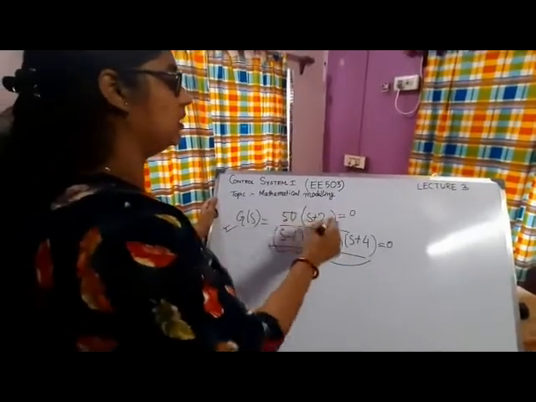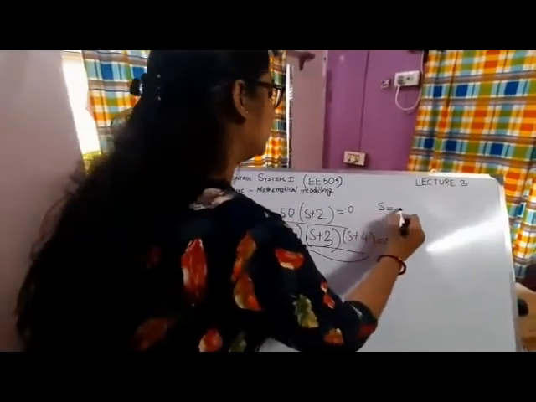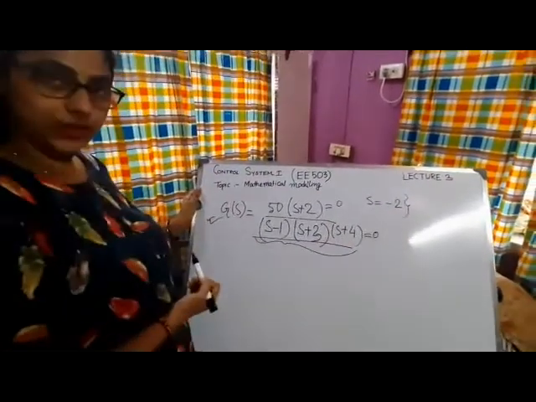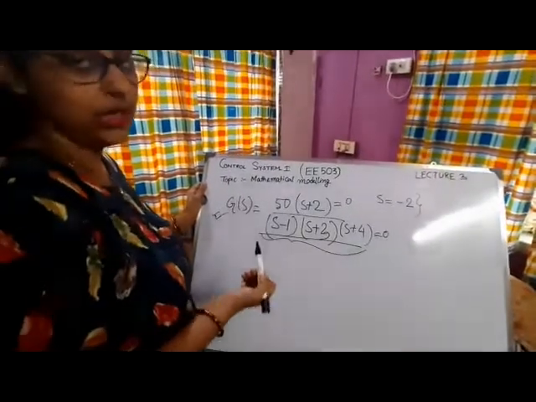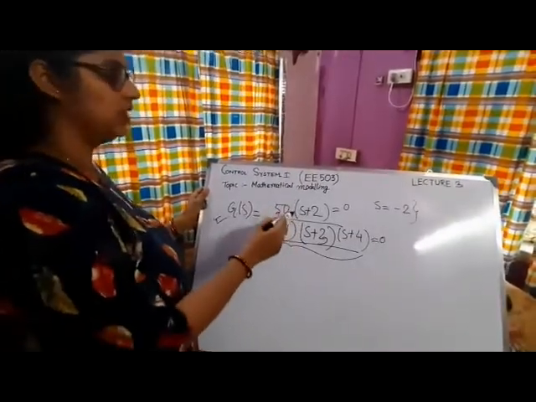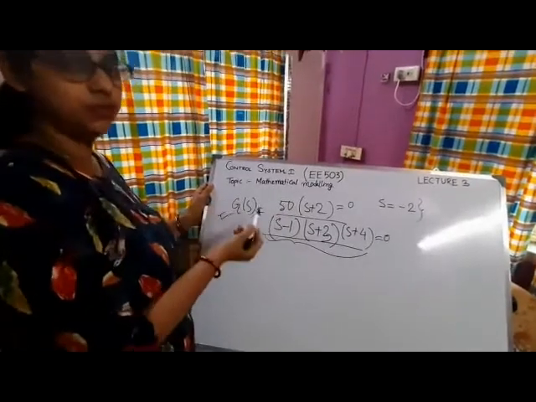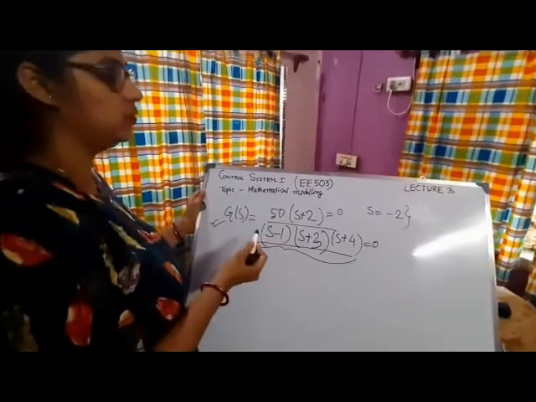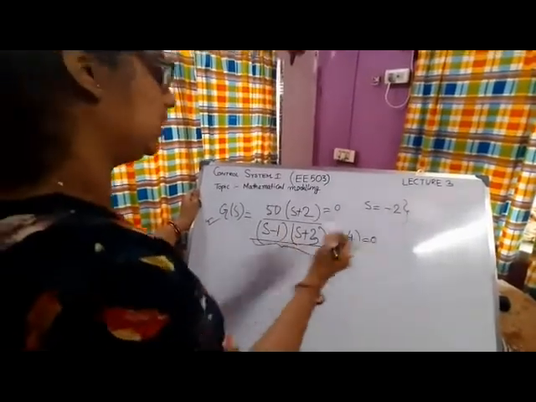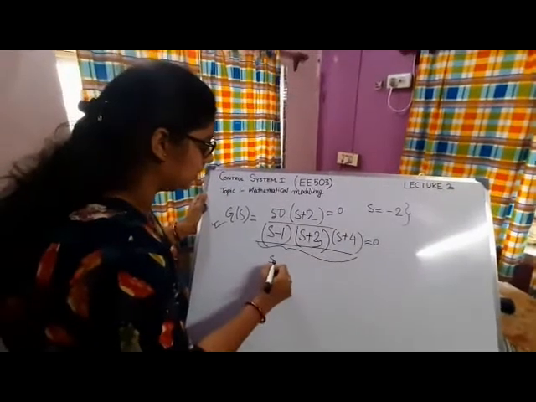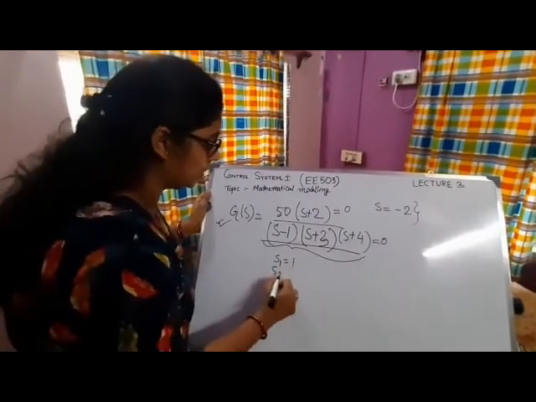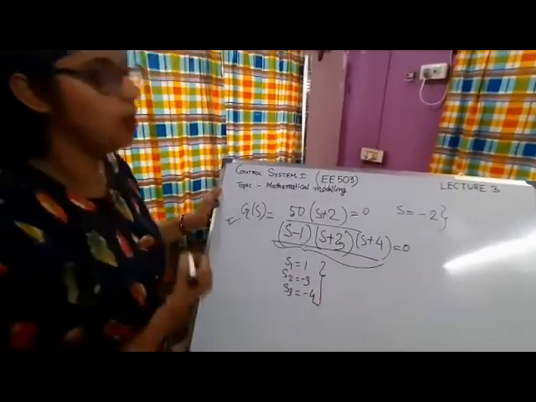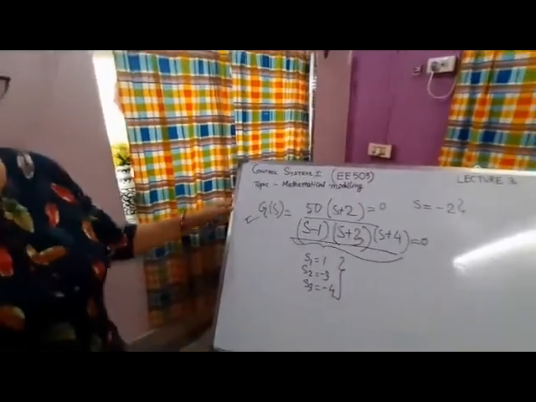So if the numerator is 0, it solves that s is equal to minus 2, and this is the zero location of the system. Zero means for the values of the zero, the transfer function terminates to 0. And the poles means the values for which the transfer function goes to infinite. So the denominator is 0. From this we can easily say s1 equal to 1, s2 equal to minus 3, and s3 is equal to minus 4. So these are the pole locations of the given transfer function.